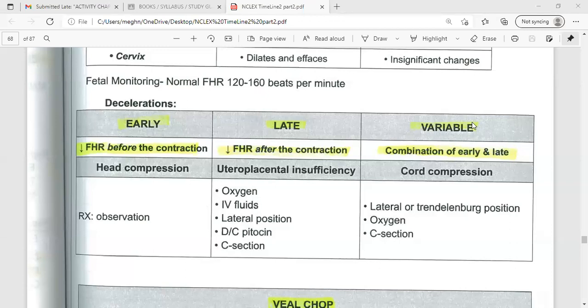And the last one is variable deceleration, the reason being cord compression. The first one, head compression. The last one, cord compression, or it is a combination of early and late. We call it variable. So what is the management? Request the mother lateral position like this, or handlebar position. Oxygen be prepared and preparation for C-section.